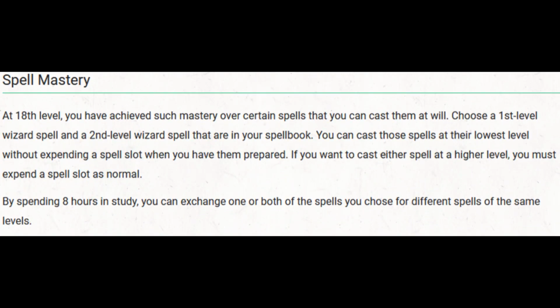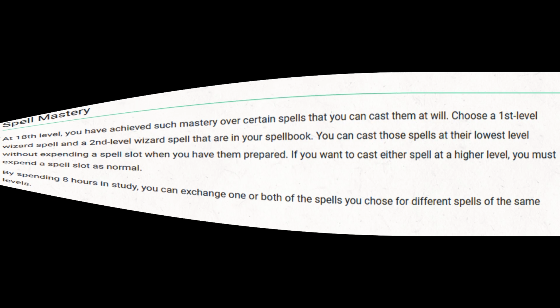Next up, a D&D 5e feature, Spell Mastery. At 18th level, you can choose one first level spell and one second level spell. You can cast them at will as long as you're casting them at the lowest level spell slot. If you cast them at a higher level, you still use a spell slot as normal. And if you spend 8 hours of study, you can exchange one or both of these spells with a different spell of the same level.